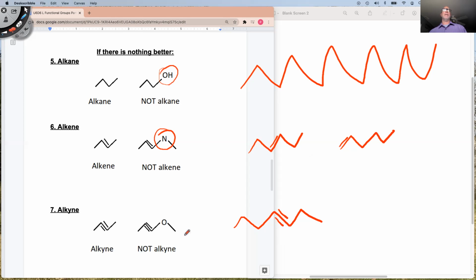That makes an alkyne. This one is not an alkyne because you can see this would be a carbon, that would be another carbon, and you would have an ether here. So an ether would be the oxygen with carbons on both sides of it.